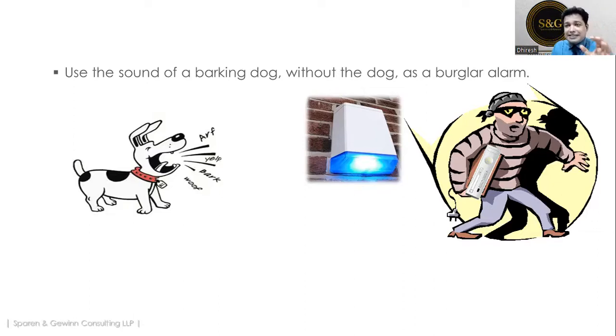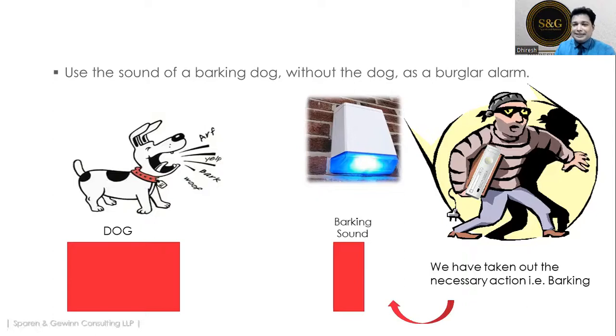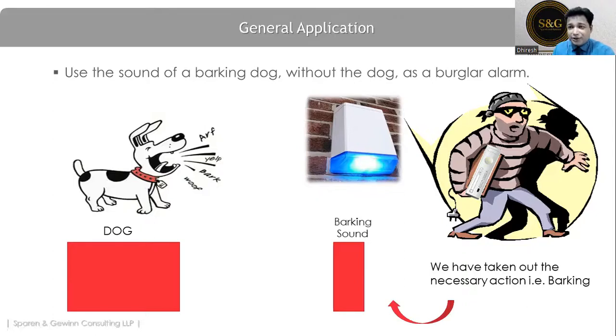So instead of keeping a complete, big dog and incurring all those expenses when you don't love it, just put in a burglar alarm system that sounds like a dog barking. That's an example of separating out. So the barking is parted off from the dog. We're taking that out. That is how this taking out principle works.